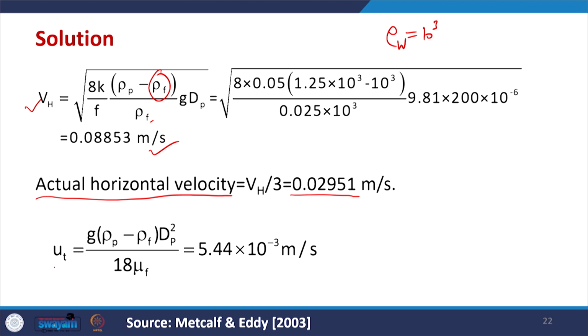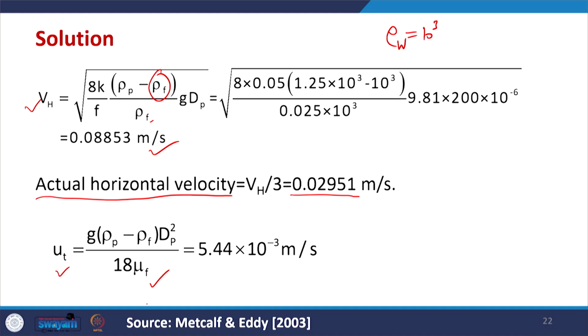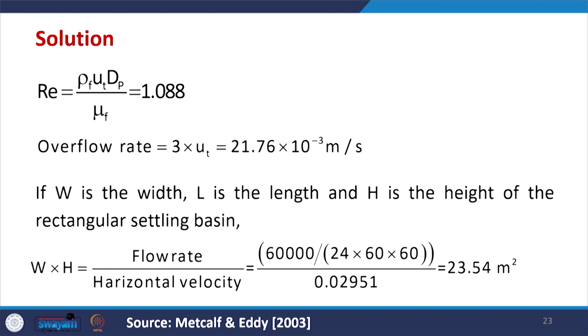For this, the terminal velocity equation is given by this. We are assuming that laminar flow conditions are prevailing, that is why the Stokes law equation has been directly used, and we are using the viscosity of water. Under this condition the terminal velocity comes out to be 5.44 into 10 raised to minus 3 meter per second. If we use this terminal velocity, the Reynolds number comes out to be this, which is actually okay. So, our assumption of laminar flow condition is okay and we can go ahead.